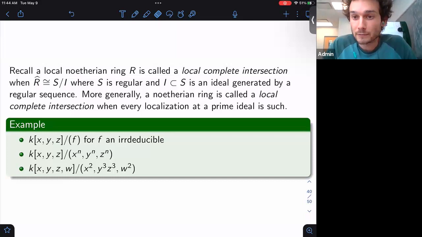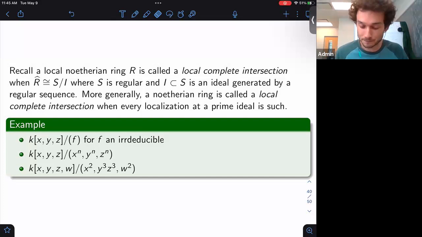So I say a local noetherian ring, R, is a local complete intersection, or LCI, when its M-adic completion is isomorphic to S mod I, where S is a regular local ring, and I is an ideal generated by a regular sequence. More generally, we say a noetherian ring is a local complete intersection when every localization at a prime is an LCI. Some examples are: take a polynomial ring in 3 variables, mod out by an irreducible, or you could take a polynomial ring in 3 variables and mod out by x to the n, y to the n, z to the n, and then you can have some fun playing with some examples of this.